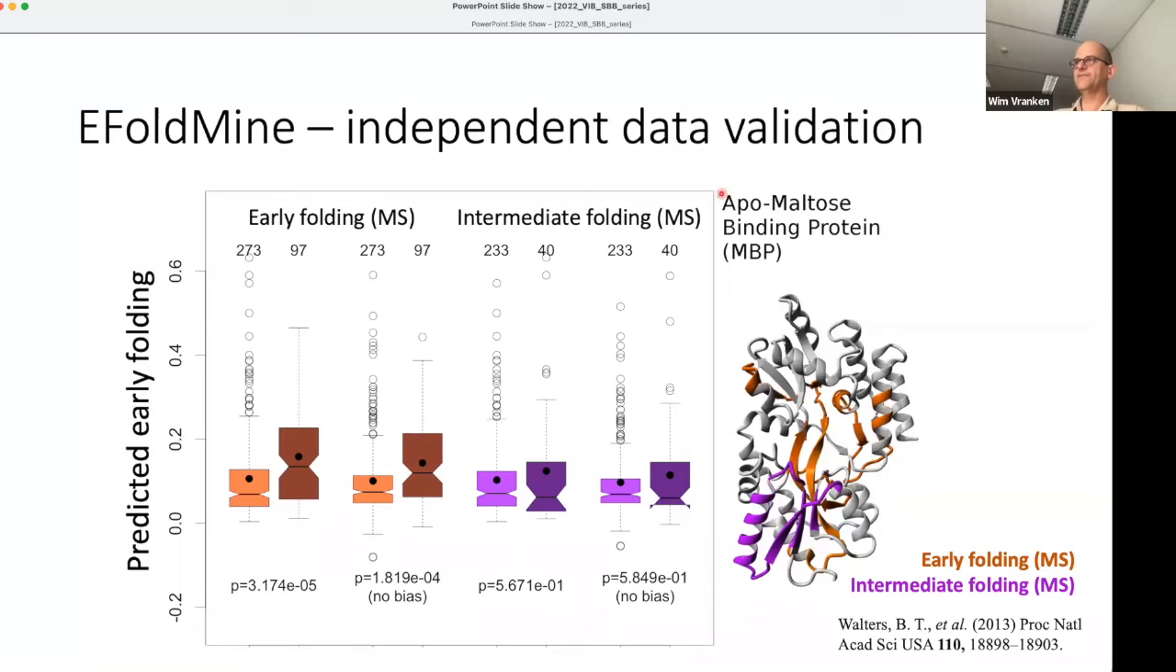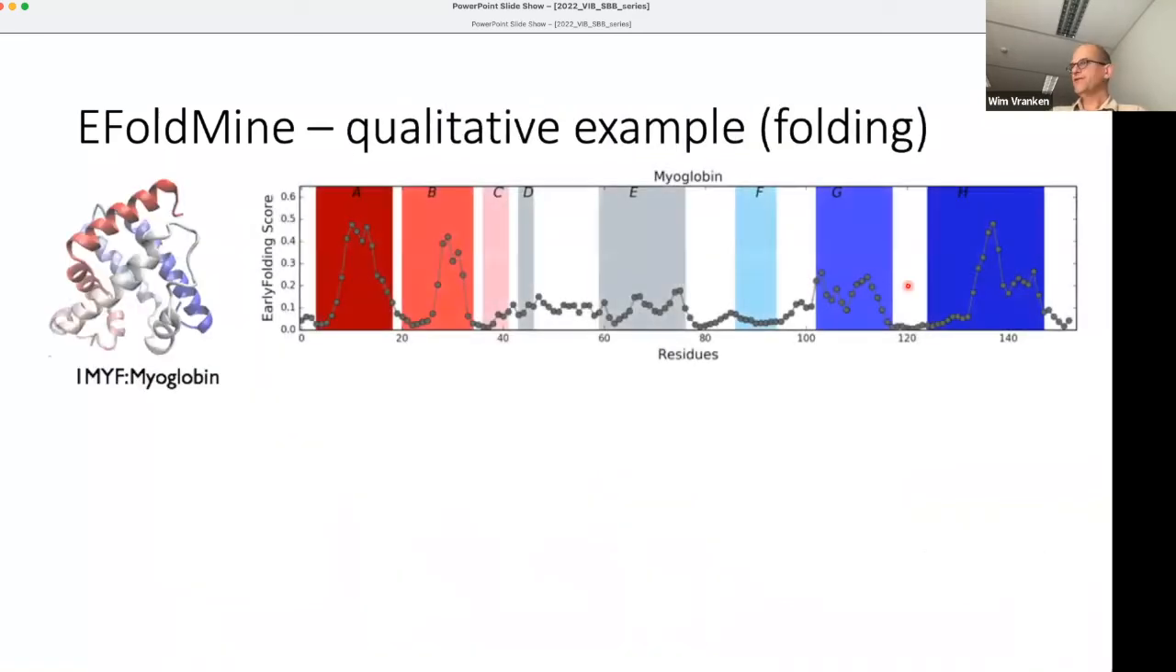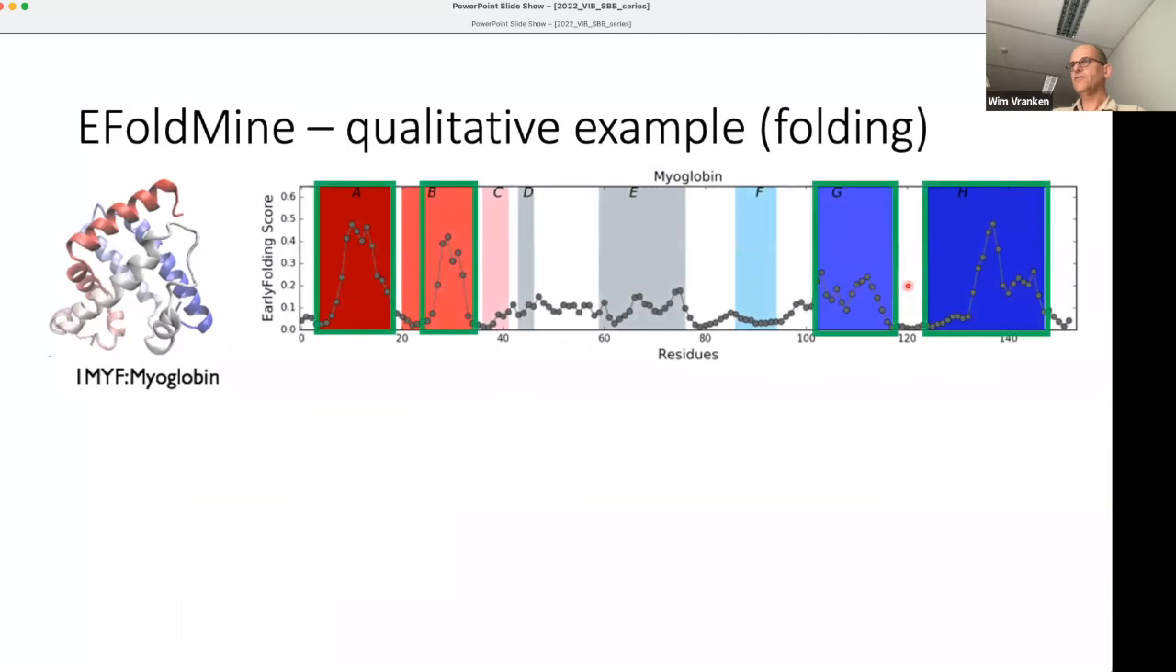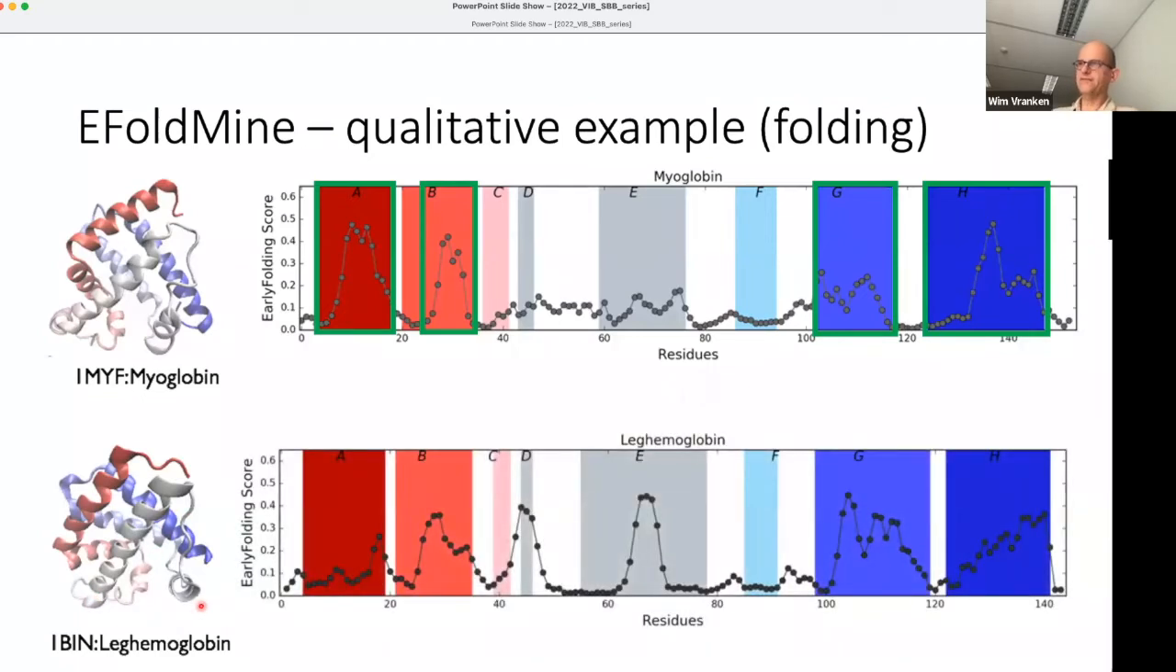In this case, this was for apomaltose binding protein data. Another case study is myoglobin here. So these helices A, B, G, and H that are related to the structure here were shown to be the ones that fold the first. Whereas for leghemoglobin, same structure, different folding pattern that has been determined.